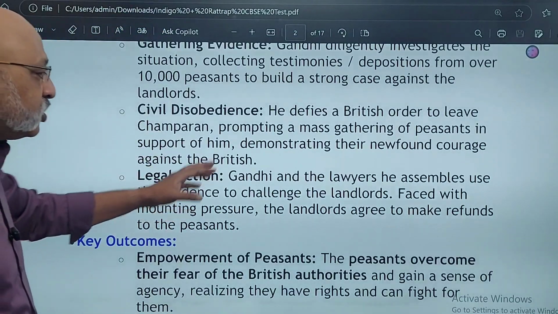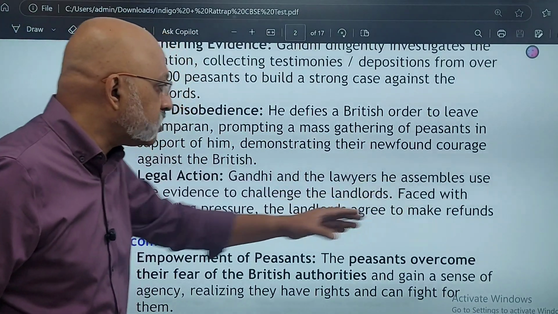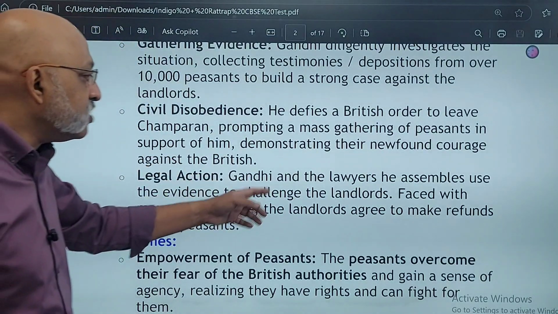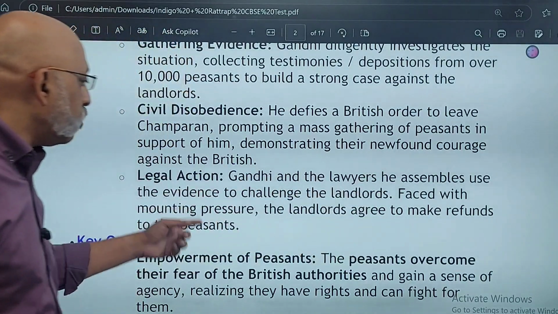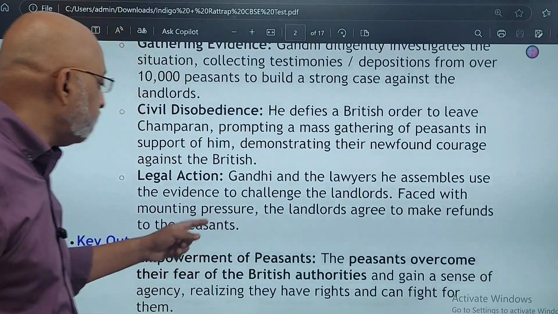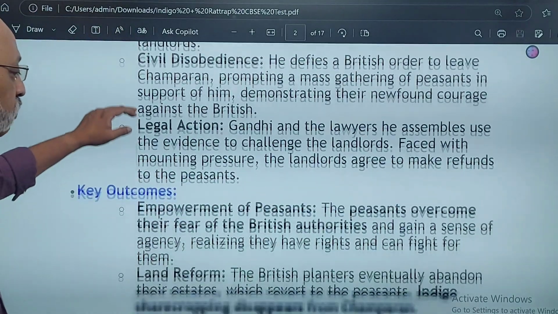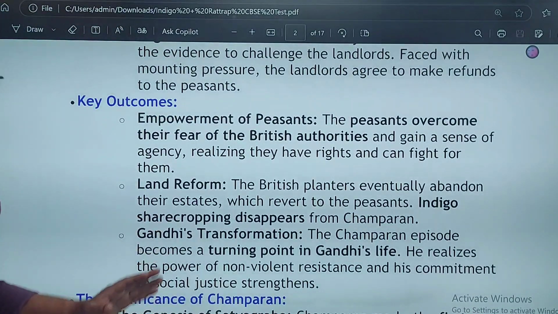Then the legal action, that Gandhi convinces the lawyers to use evidence to challenge the landlords. Faced with mounting pressure, the landlords agreed to make refunds to the peasants. Now, what were the outcomes of the Champaran struggle?